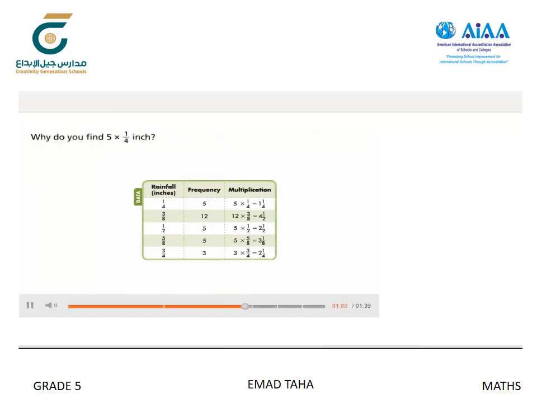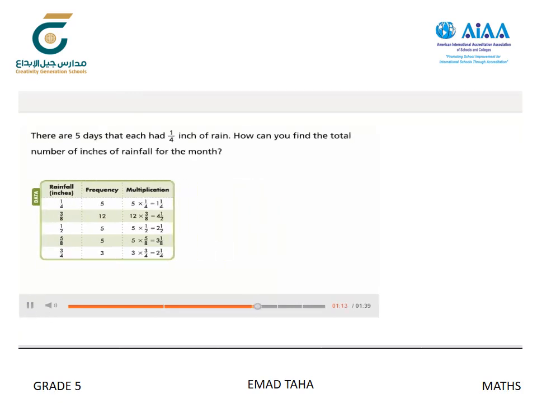Why do you find 5 times 1/4 inch? There are 5 days that each had 1/4 inch of rain. How can you find the total number of inches of rainfall for the month? Select your answer.